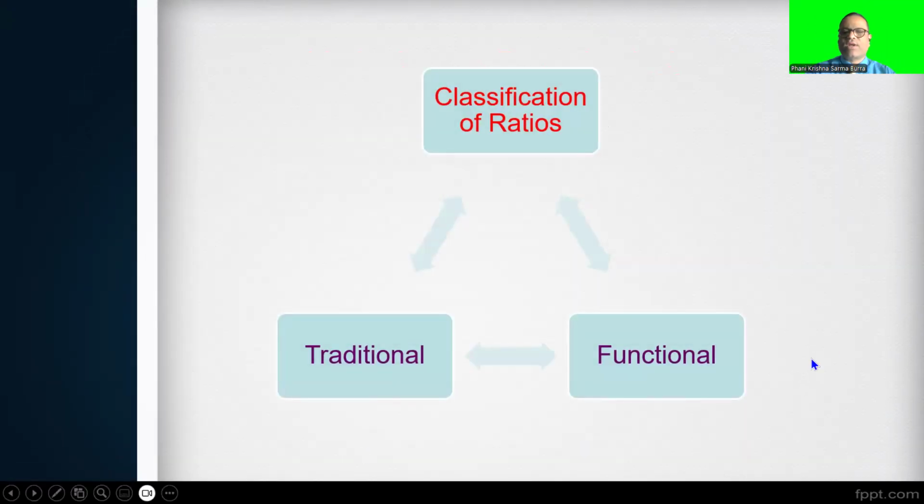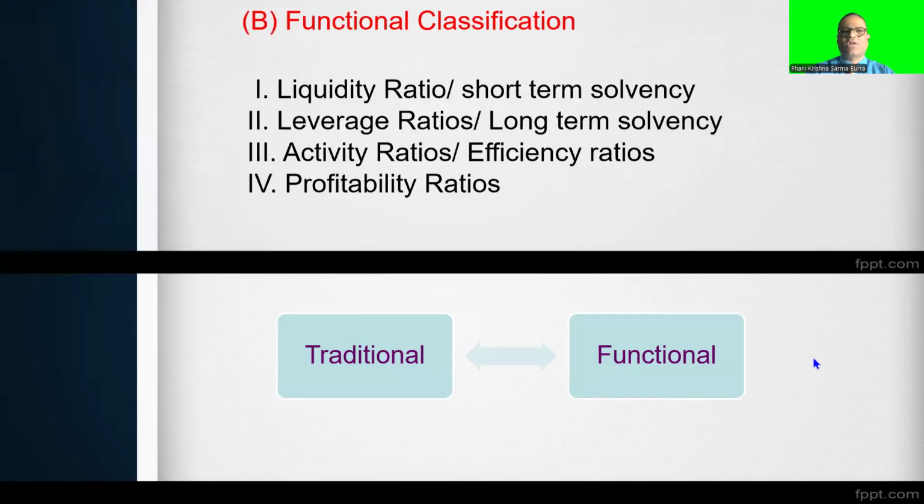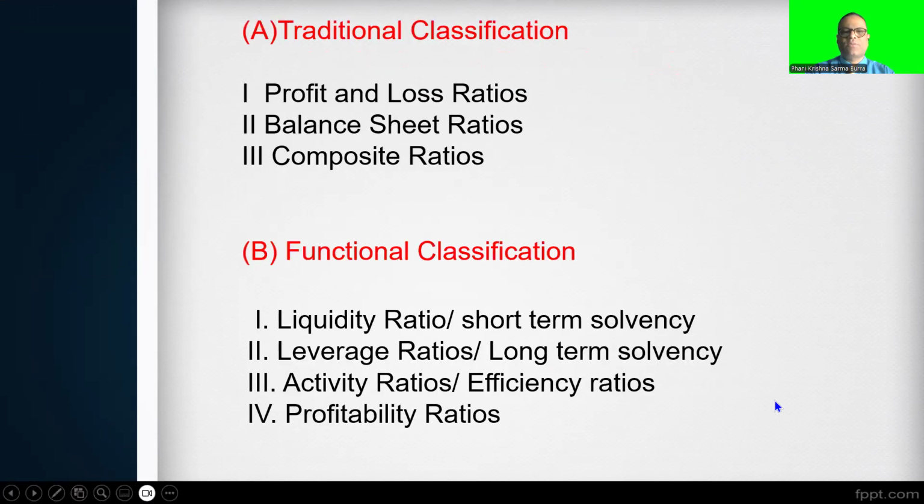Classification: traditional classification and functional classification. These are the traditional ratios: profit and loss account ratios, balance sheet ratios, composite ratios. Functional ratios: liquidity ratios or short-term solvency ratios, leverage or long-term solvency ratios, activity ratios, also called efficiency ratios, and profitability ratios.